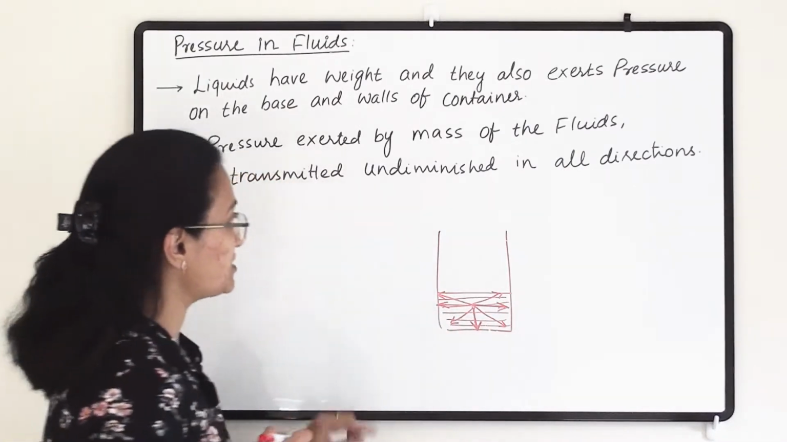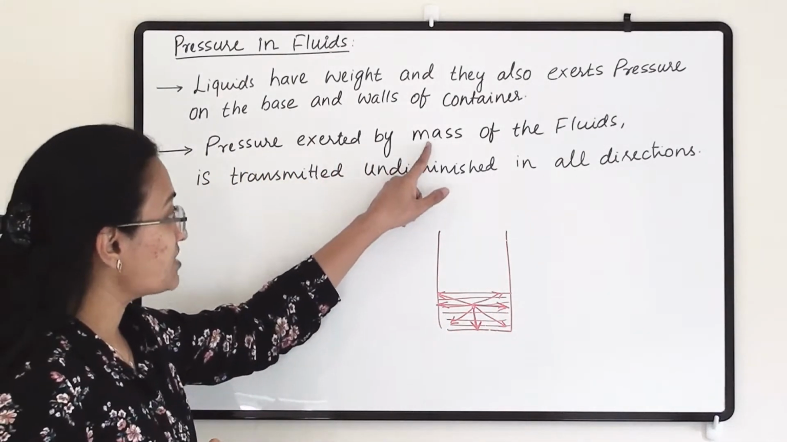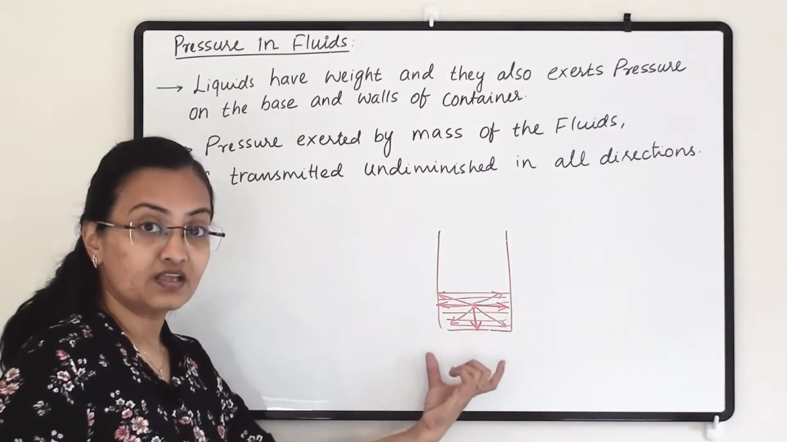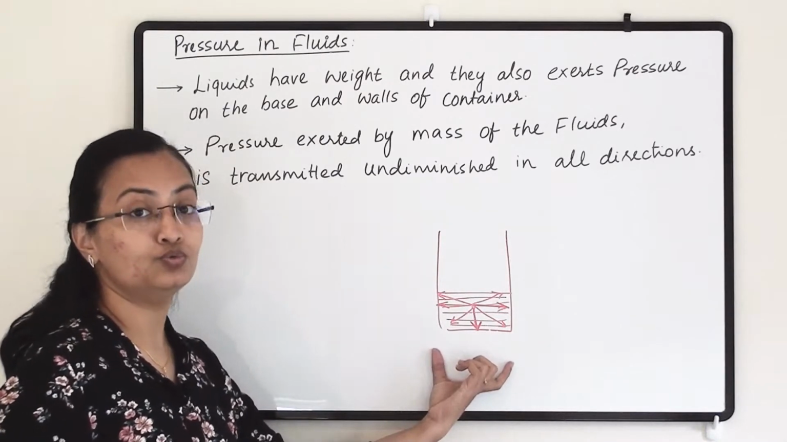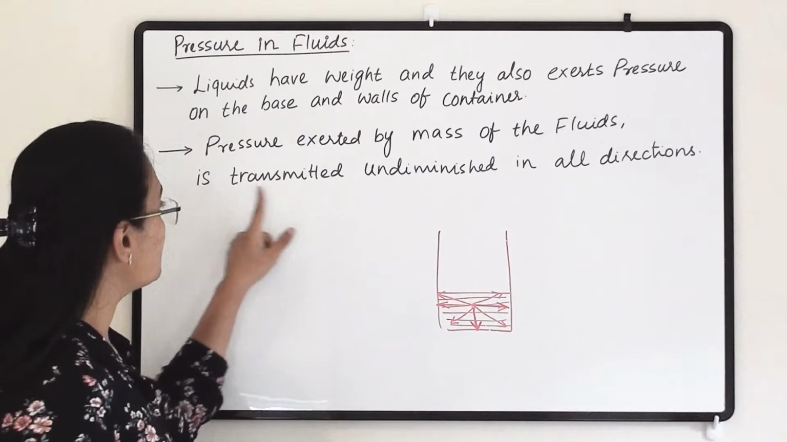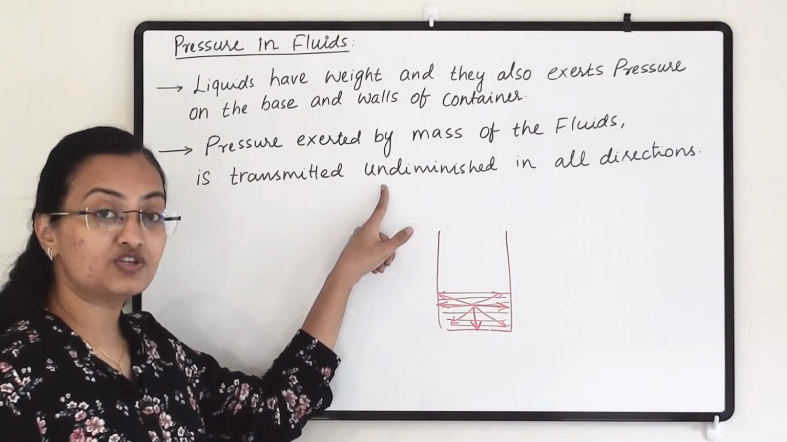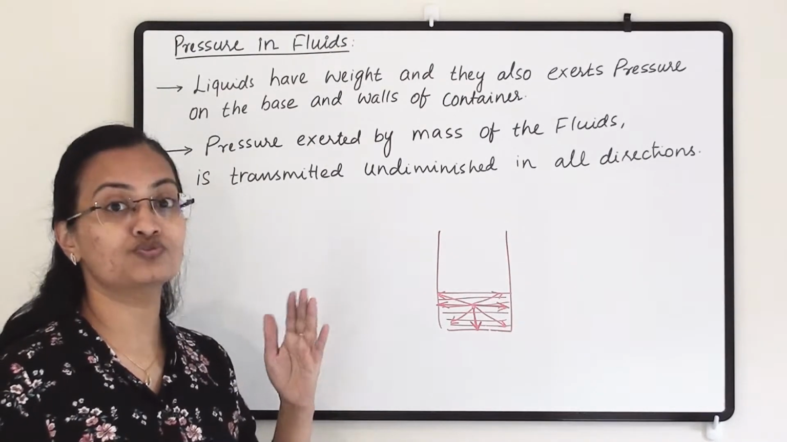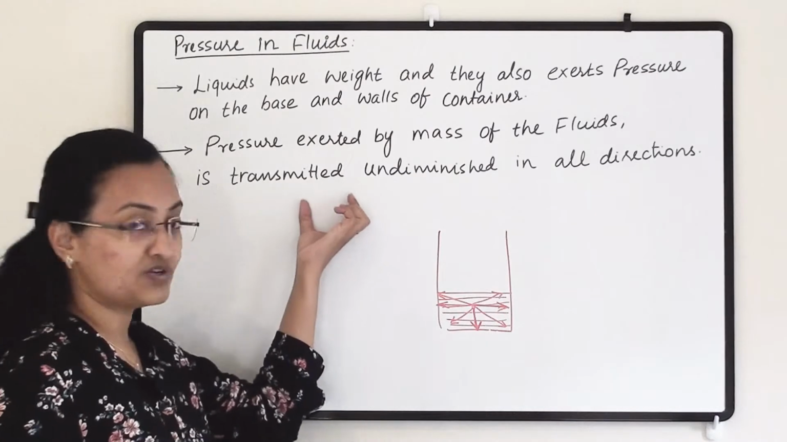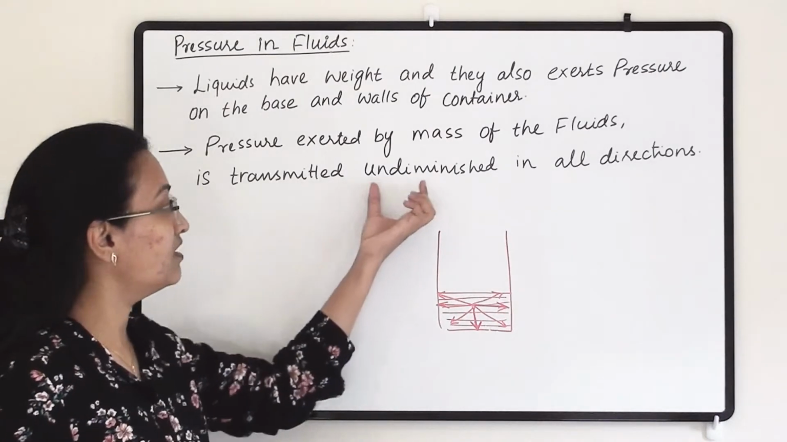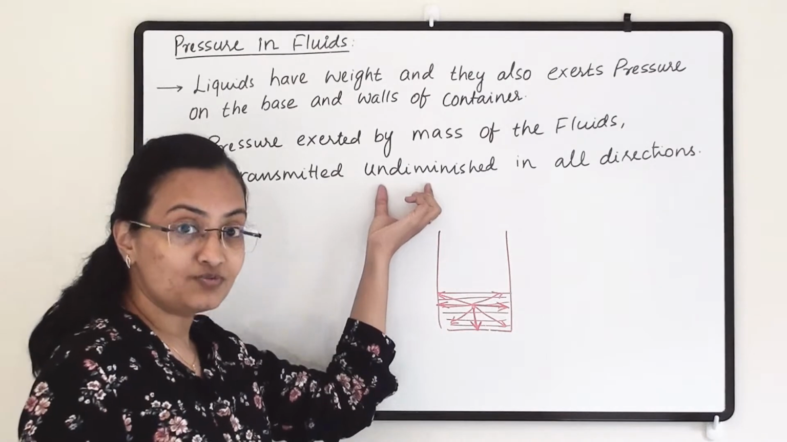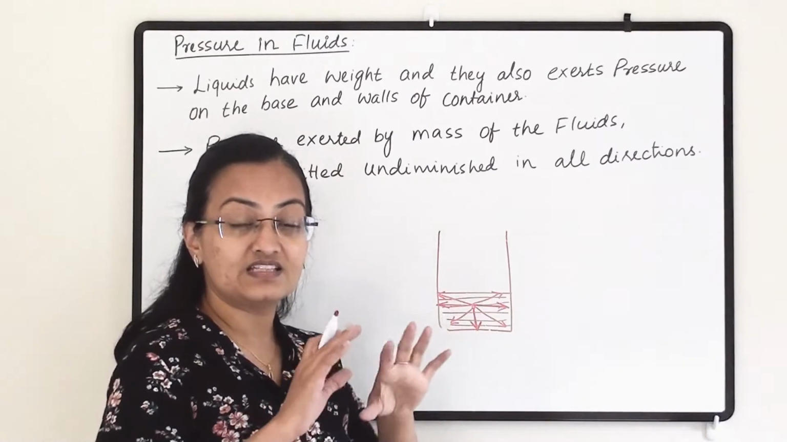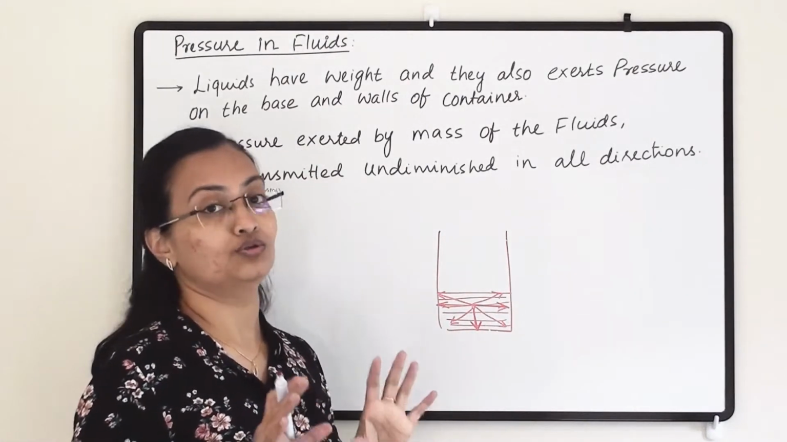Pressure exerted by the mass of the fluid, however much you have filled into the container, is directly proportional to the mass of the fluid. It is transmitted undiminished. Undiminished means without getting to zero; diminished means almost zero or almost negligible. Transmitted means it is transferred, undiminished, in all directions. So it exerts pressure in all the directions on the wall.